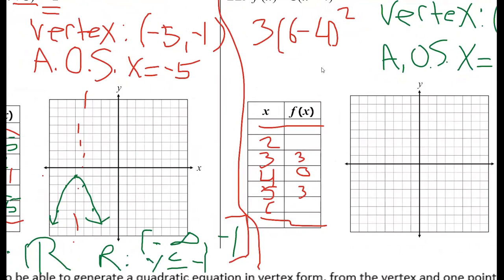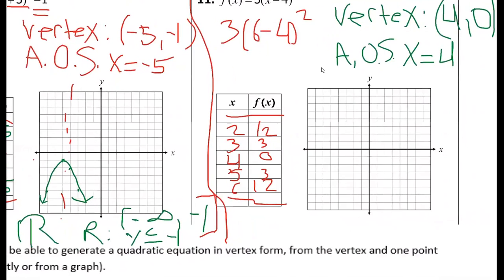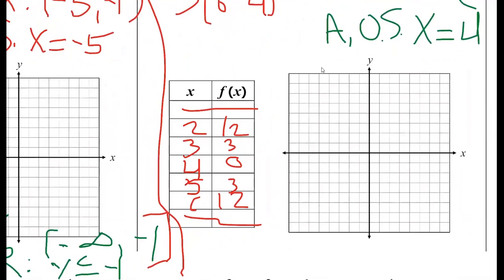So 6 minus 4 would be 2. 2 squared is 4. So 3 times 4 would be 12. So this is not going to fit on our graph. So we'll probably just plot these 3 middle points. But my vertex would be at (4, 0).